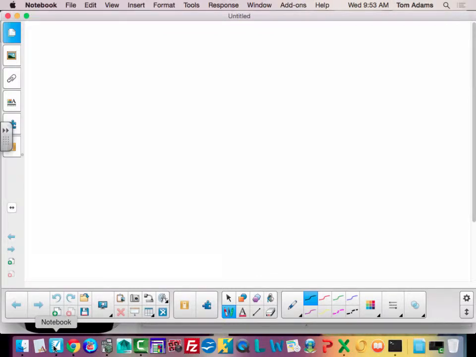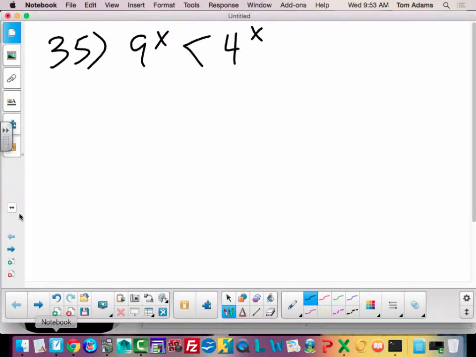Okay, so for problem number 35, we have 9 to the x less than 4 to the x. And we're asked to solve this graphically. So to solve it graphically, you have to graph these in your calculator. And so that's the first step. And then what you want to do is find out where they intersect.